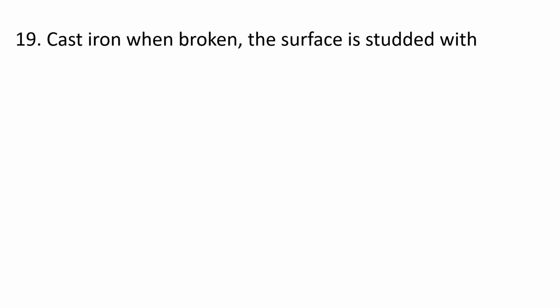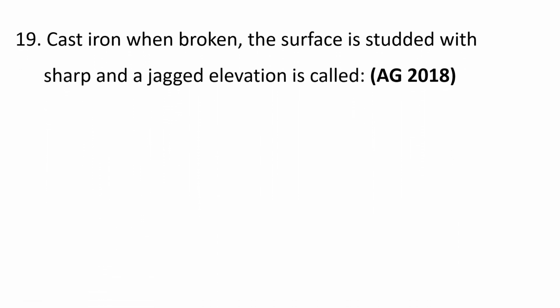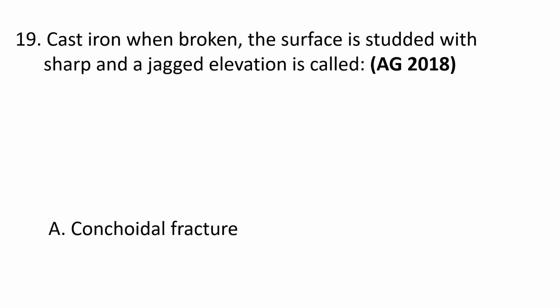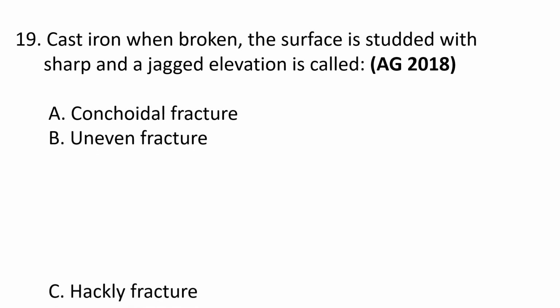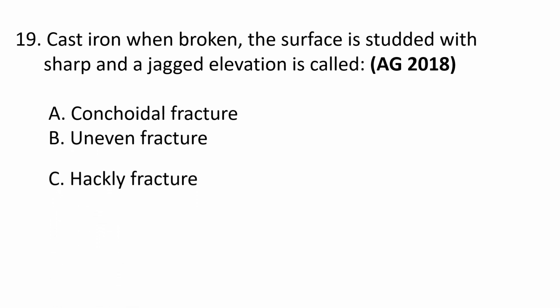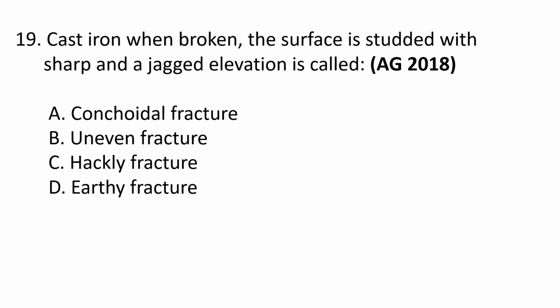Coming to the 19th question. Cast iron, when broken, the surface is studded with sharp and jagged elevations, is called. So choices are A. Conchoidal fracture, B. Uneven fracture, C. Hackly fracture, and D. Earthy fracture. So the correct answer is C. Hackly fracture.